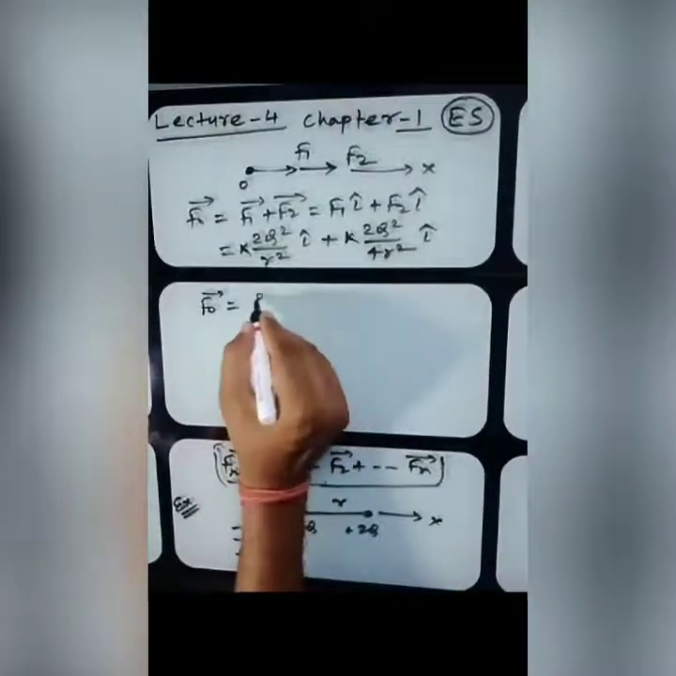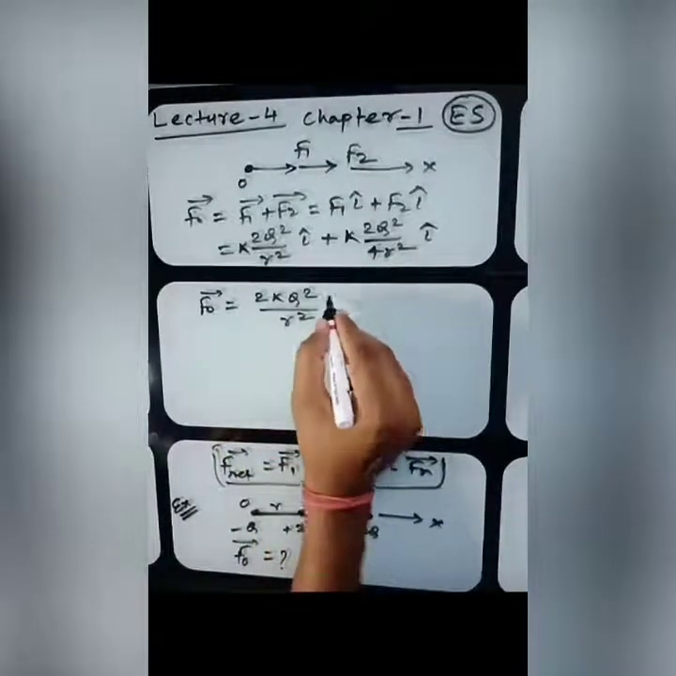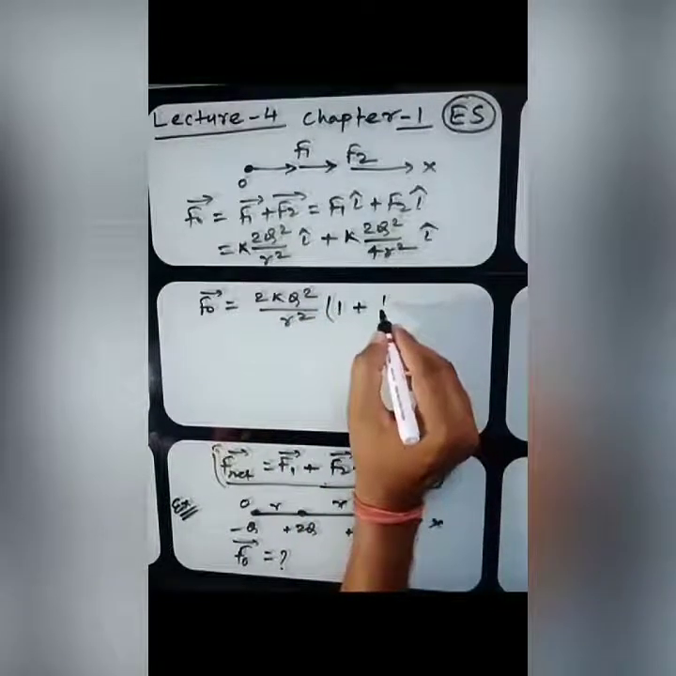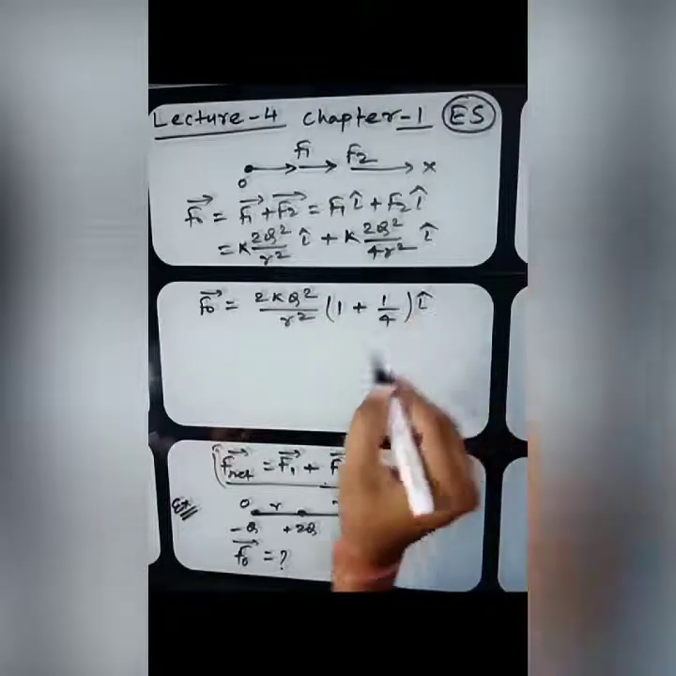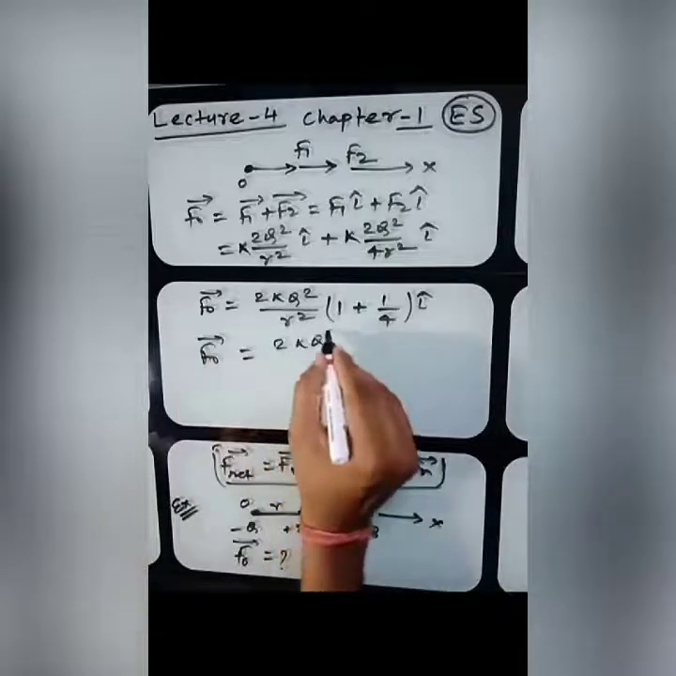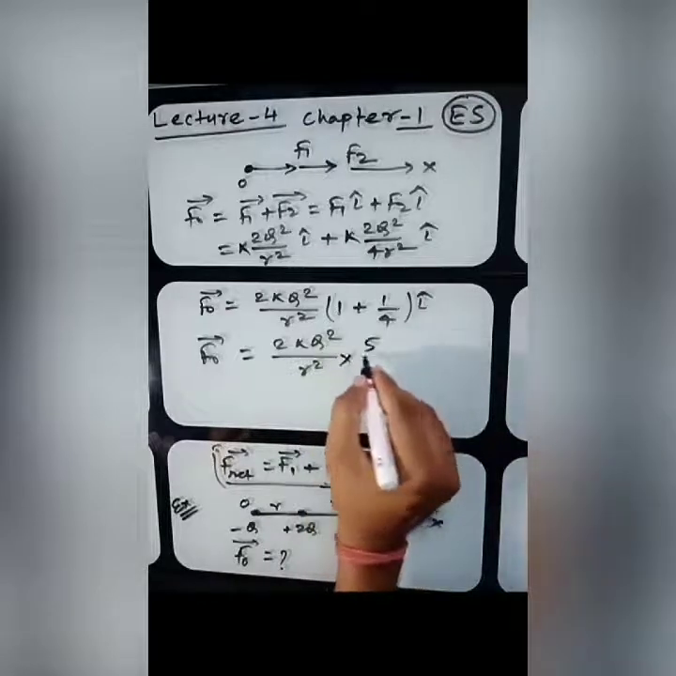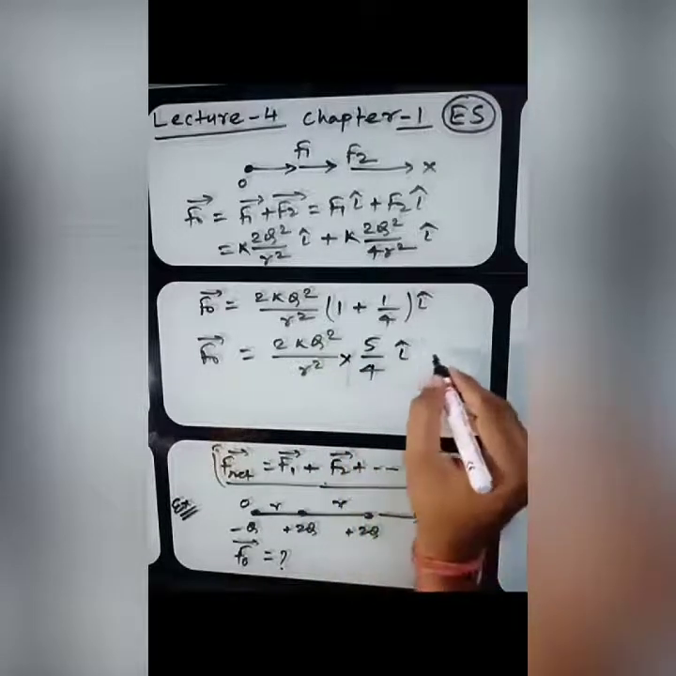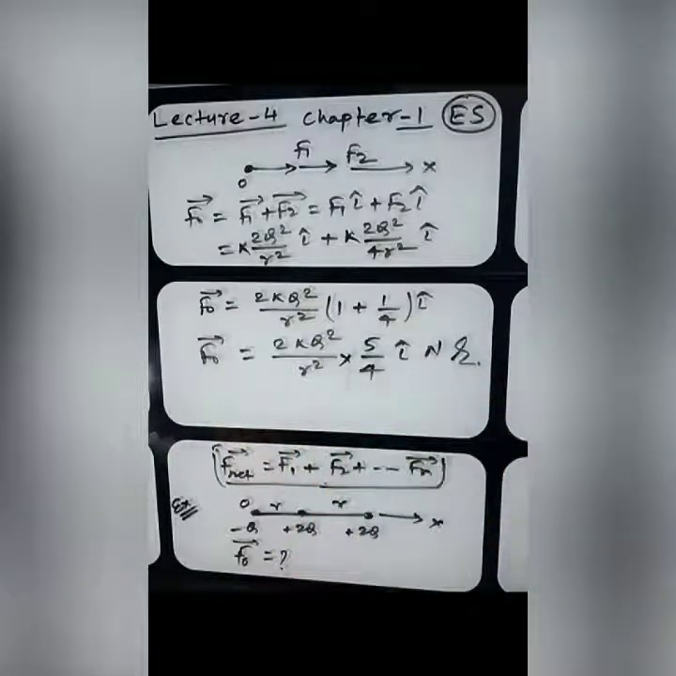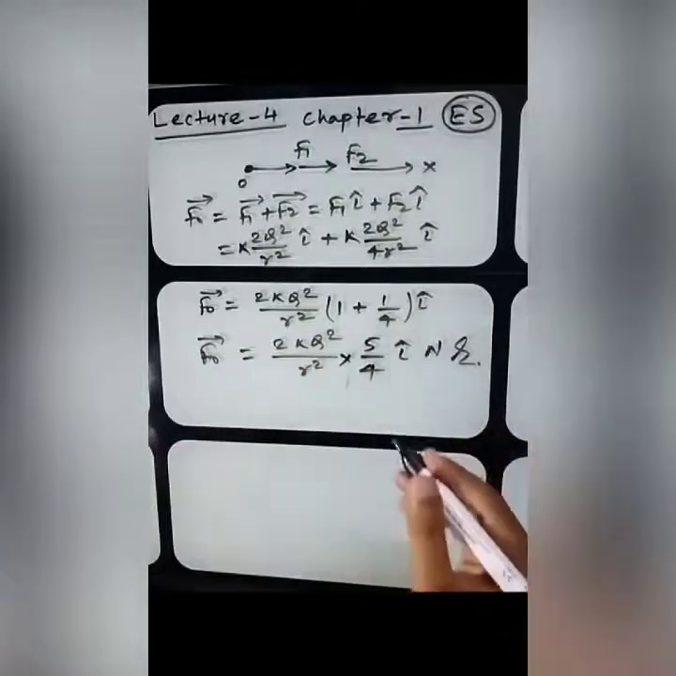Here 2K Q square by R square is common. So here 1 plus here 1 by 4 i cap. Net force is 2kQ square by R square into 5 by 4 i cap Newton. This is the answer. You can simplify this answer also, cancel out this 4 by 2.